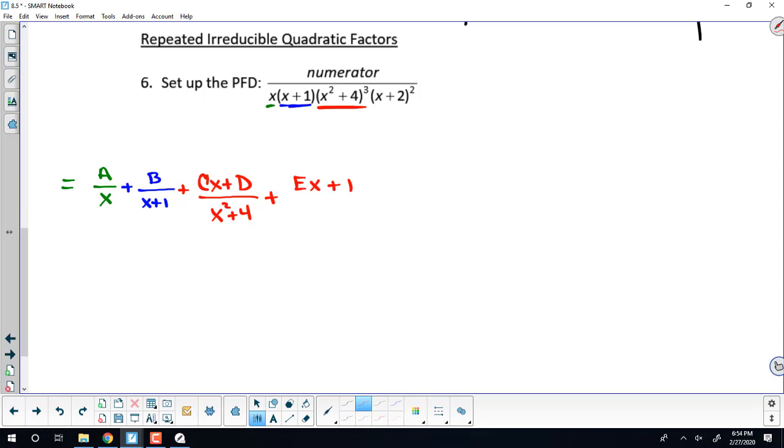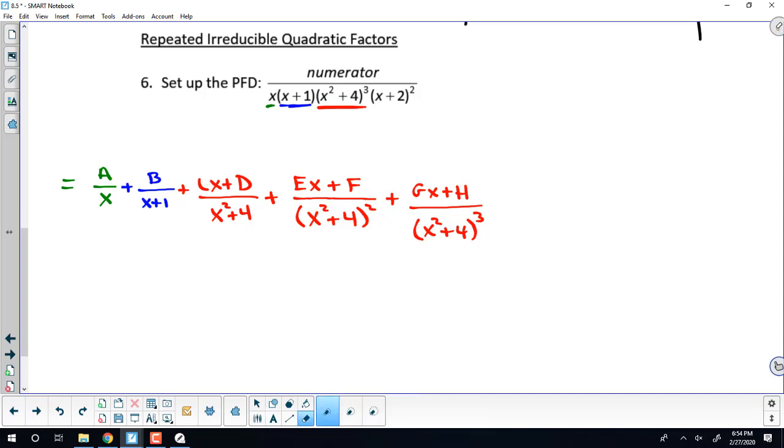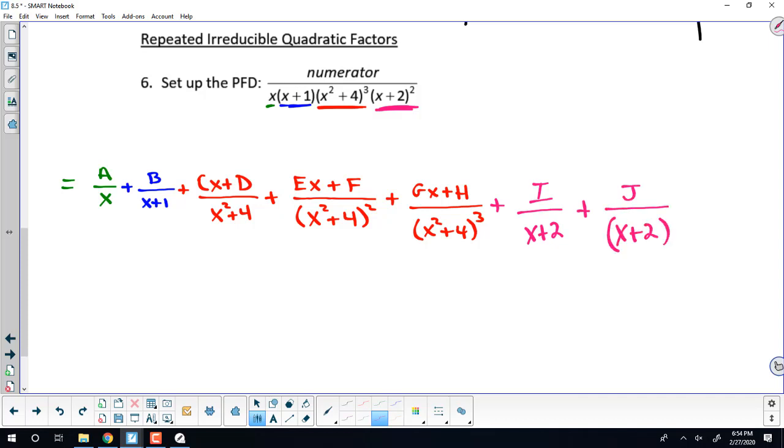Ex plus F over x squared plus 4 squared, plus Gx plus H over x squared plus 4 cubed. And then our last one, linear repeated. So with our linears, we just need a single constant. So maybe we say I over x plus 2 plus J over x plus 2 squared.